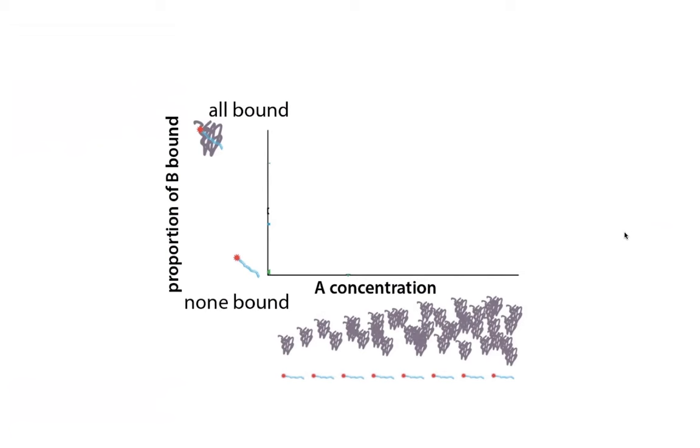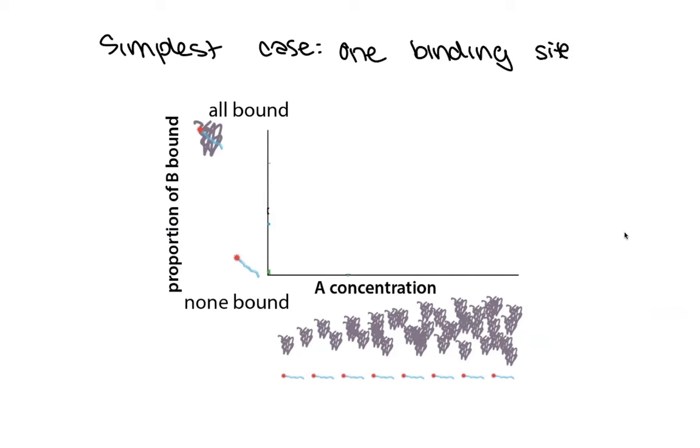Let's think about our simplest case. So we're going to talk about the simplest case: one binding site. So we're going to have a constant low concentration of B, and we're going to increase the concentration of A. And then we're going to measure what proportion of B is bound. Remember, we can also write this as theta B.